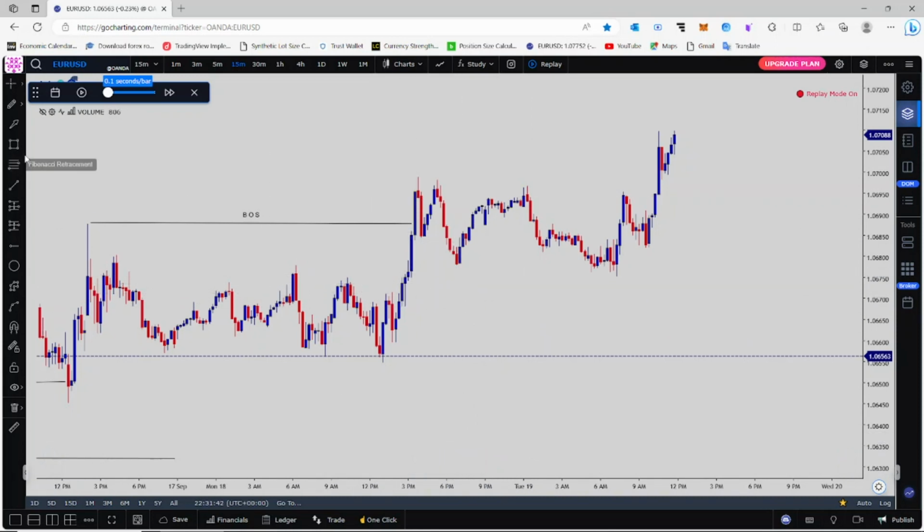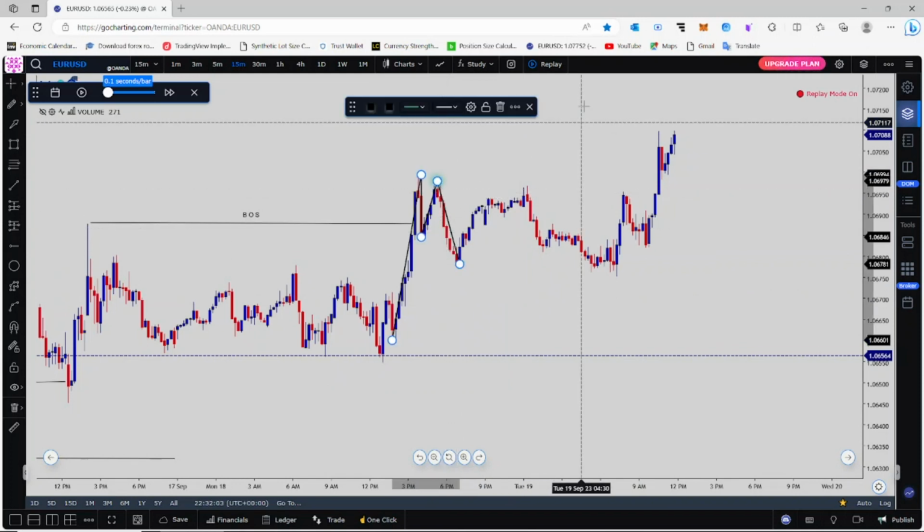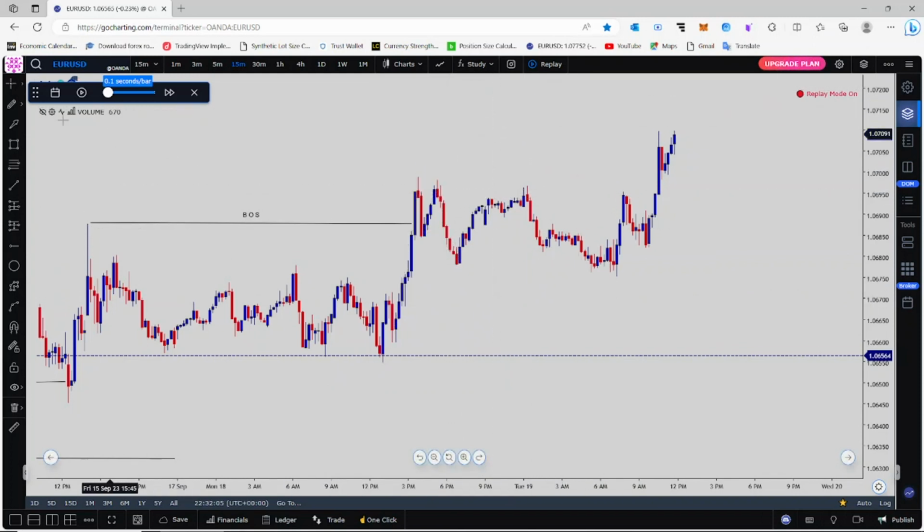What we see is, realize that we had this high here, internal high, pullback, and this formed a high too, but it didn't form higher than this one. So that is not an inducement. This is not a valid pullback. For a valid pullback or a valid inducement, it should be something like this.